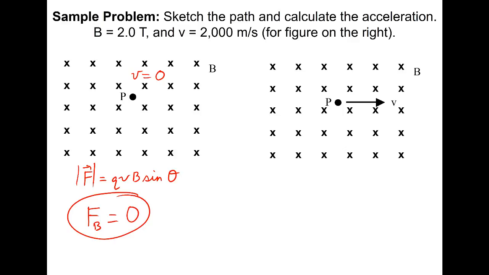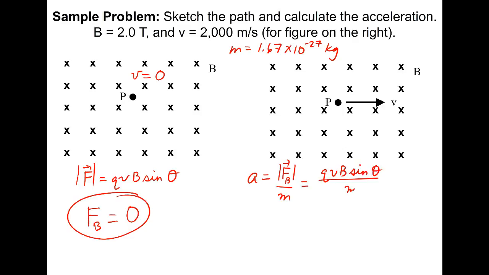Okay, but on the right, we can calculate a magnitude of this force. And so the acceleration is going to be the magnitude of magnetic force divided by the mass. It's still a proton. So the mass of a proton, which I didn't mention in the previous slide, is 1.67 times 10 to the negative 27th kilograms. So the acceleration is going to be QVB sine theta over m.